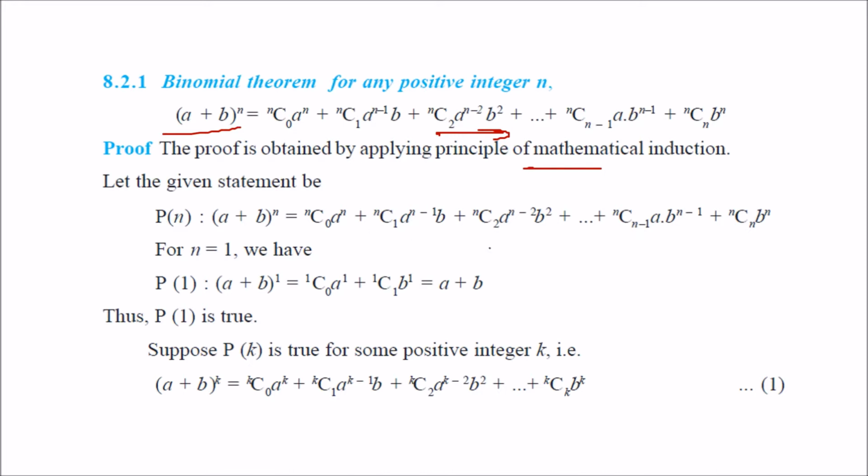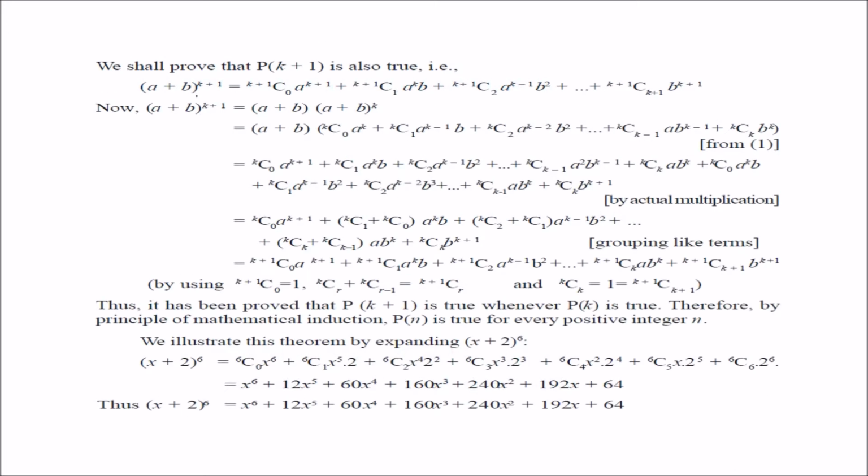So (a plus b) to the power n is this. Let us choose n equal to 1. If n is equal to 1, (a plus b) to the power 1 gives a plus b. So this is true for 1. P1 is true. Let us assume it to be true for some k. So (a plus b) to the power k is, just place k here. Now (a plus b) to the power k plus 1.